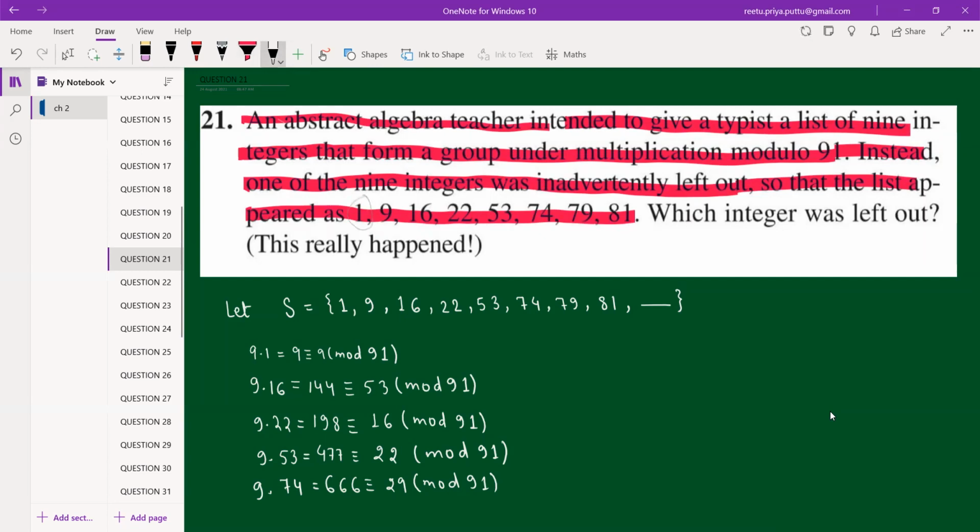Now, which integer was left out? This incident actually happened for some reason, and now we have to find the integer that was left out. Whenever you see this type of question where you have to find some integer, what do we have to do? We have to first see whether closure is satisfied or not. We will do it one by one.